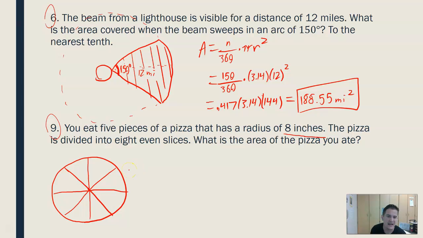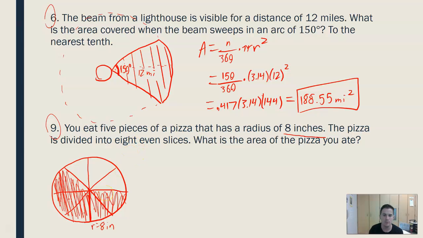So it says you ate 5 of those pieces of pizza. So 1, 2, 3, 4, 5. So this is the section of the pizza that you ate. And the pizza had a radius of 8 inches. That's a pretty decently sized pizza, right? So the radius is 8 inches. So I want to find the area of the pizza that I ate. So I want to find this area right here. Well, what fraction of the whole pizza is that area?